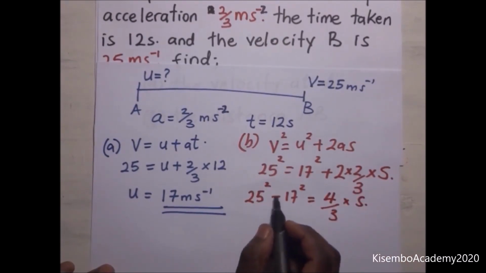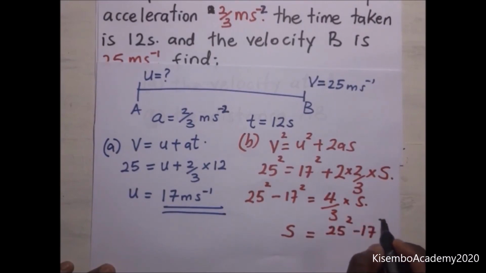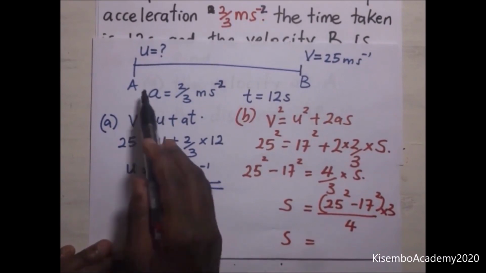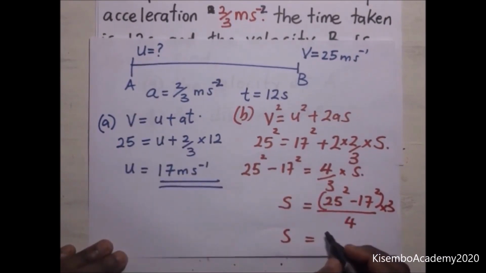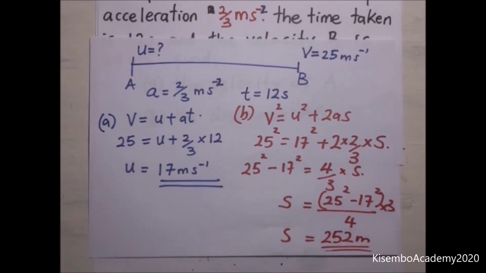Now definitely this is going to result into, when we make S the subject of the formula, this is going to become 25 squared minus 17 squared, divide all that by 4 times 3. And definitely now our value of s, the distance between A and B, is going to end up being 252 meters.